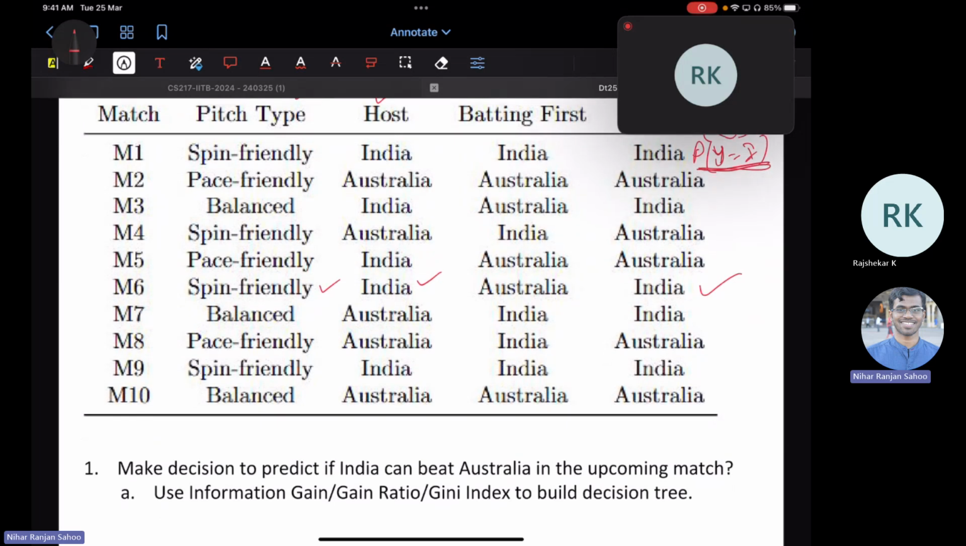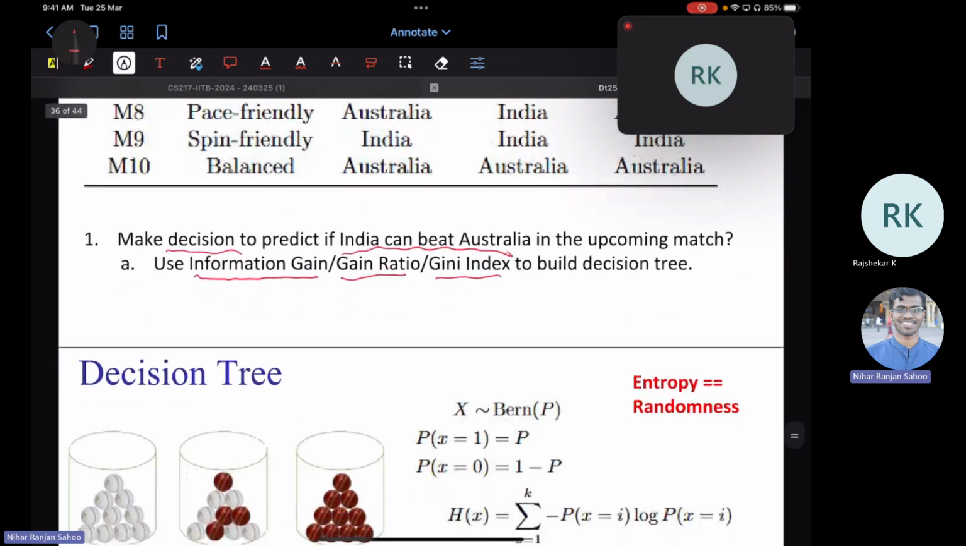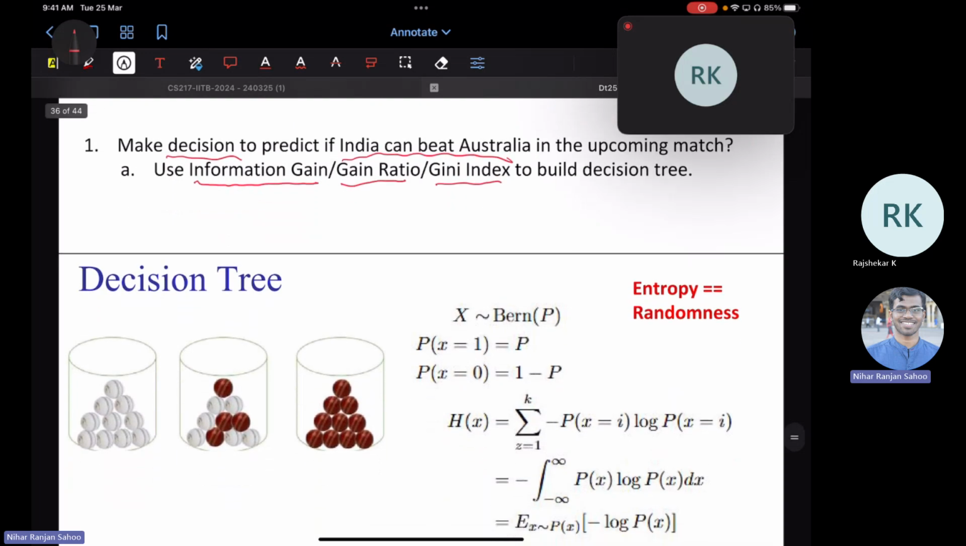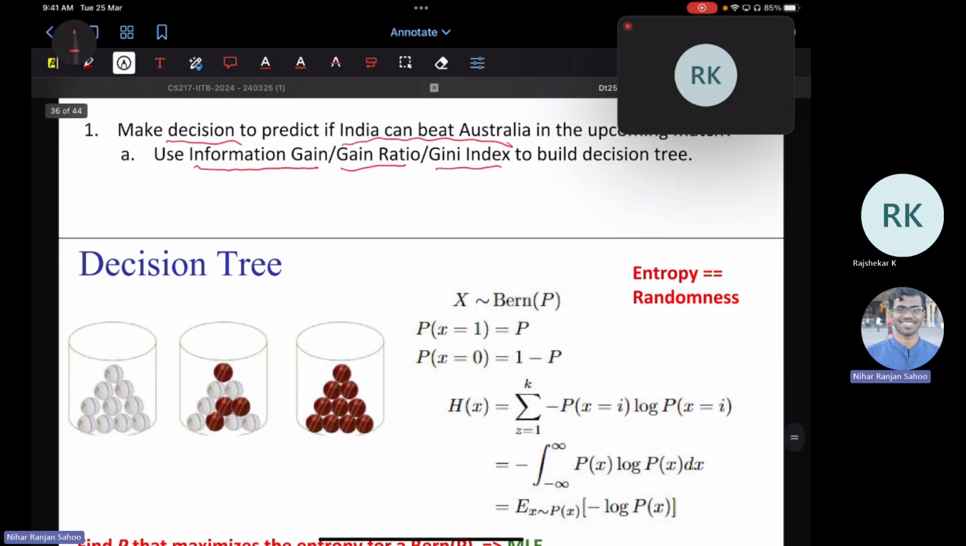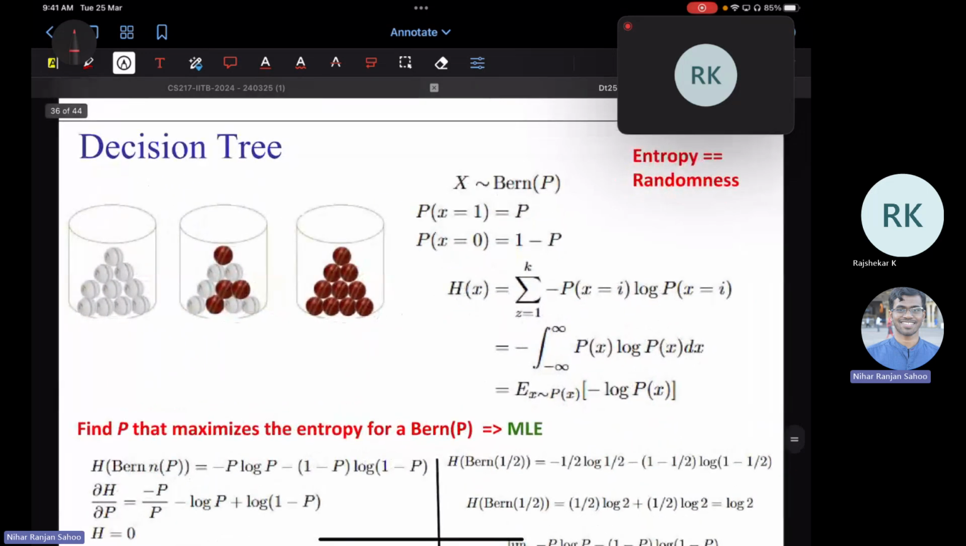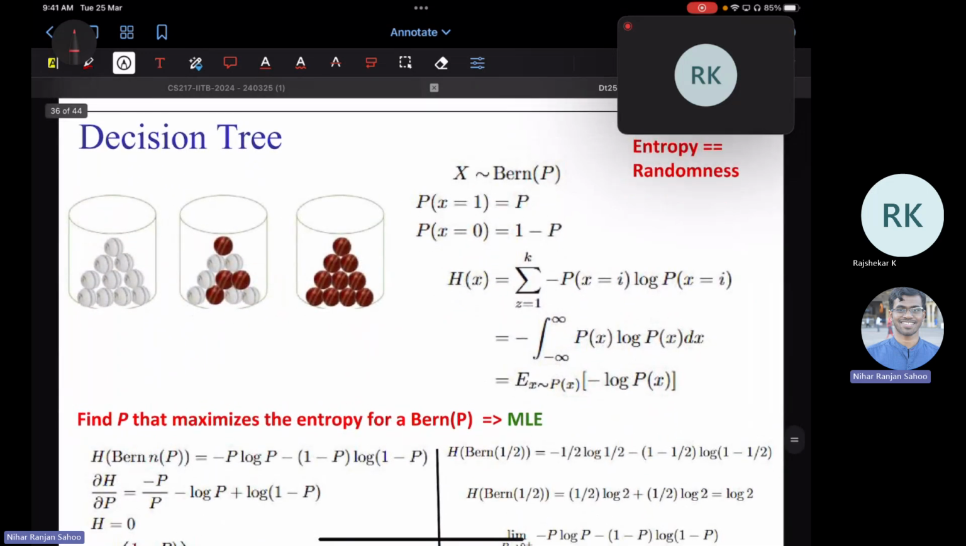Right. So what's the task? Make a decision to predict if India can beat Australia in an upcoming match. How do we do it? We'll use information gain, gain ratio, or Gini index to build the decision tree. What are these information gain, gain ratio, Gini index? We'll see next. To understand Gini index, we don't need any prior knowledge, but to understand information gain, we need to know something called entropy, right? You might know it, but I'm just covering it for completeness.